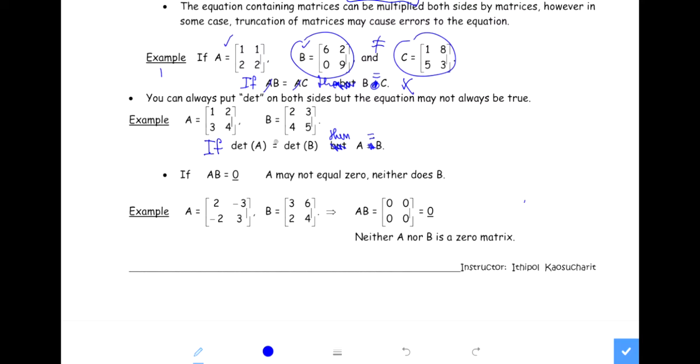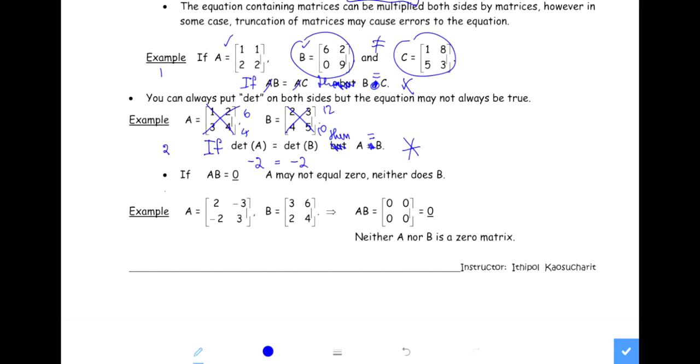So if you want to check it out, you can do something like this. Let's say A: cross down is 4, cross up is 6, so 4 minus 6 is -2. Det B: cross down is 10, cross up is 12, 10 minus 12 is exactly -2. So det A is equal to det B, but you go back to look at A and B. Are they equal? No, they are not equal. So be careful. Don't make a mistake here. This is the second one that I want to point out.